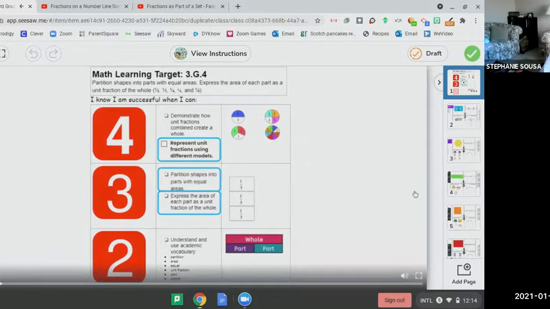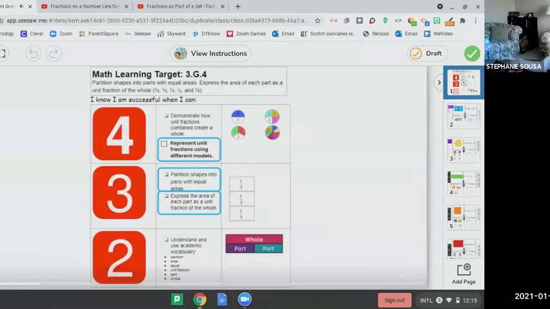Today we're going to continue with Math Learning Target 3G4. Partition shapes into parts with equal areas. Express the area of each part as a unit fraction of the whole, using 1/2, 1/3, 1/4, 1/6, and 1/8. The only thing we're going to do differently today is we're going to also represent the unit fractions using different models.